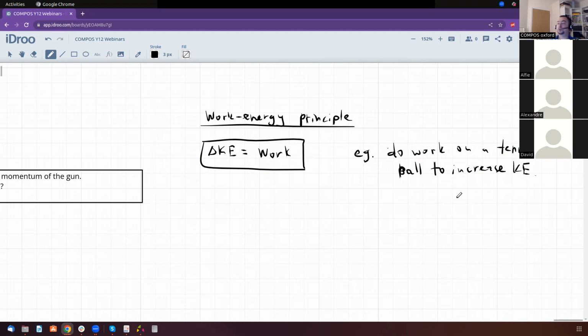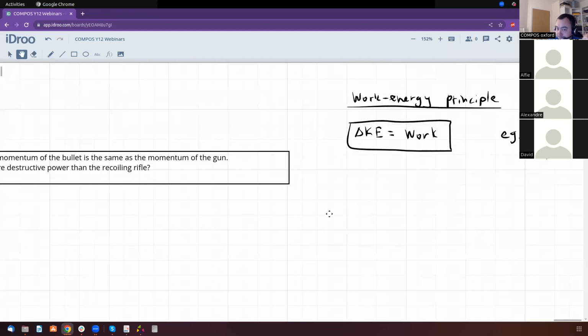Yeah, for example, if you want to stop a tennis ball, you catch it in your hands. In this case, you're doing a negative amount of work. You're doing negative work to create a negative change in kinetic energy, so a decrease, okay? To increase kinetic energy, right.